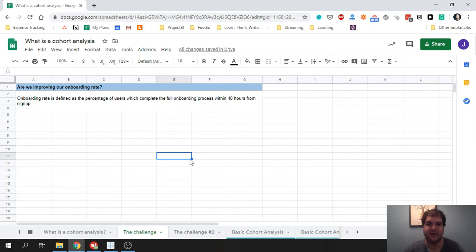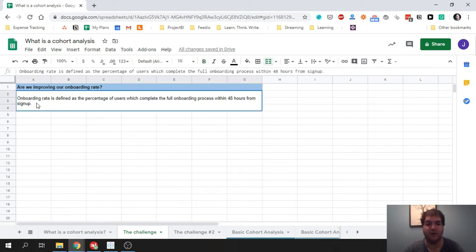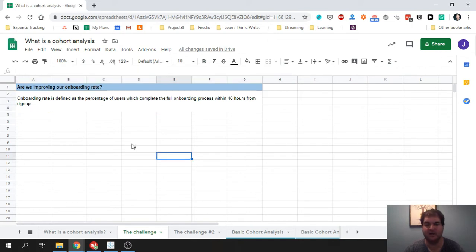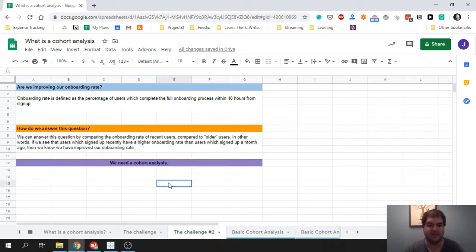So imagine you're an analyst at a company, and the head of product comes to you and says, are we improving our onboarding rate? And the onboarding rate is defined as the percentage of users which complete the full onboarding process within 48 hours from sign up. Basically, users fill out a form, they join the service or product, and then they need to go through certain stages to be onboarded and take advantage of the service. It's very important for a business to know its onboarding rate and then be able to see if they can improve that onboarding rate. So let's expand on this idea a bit.